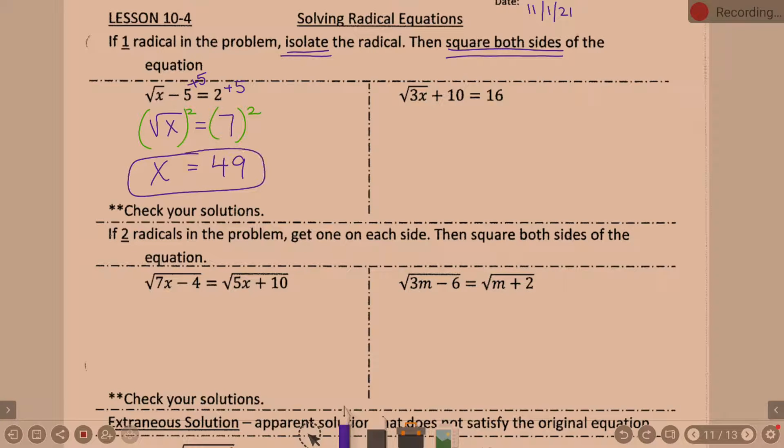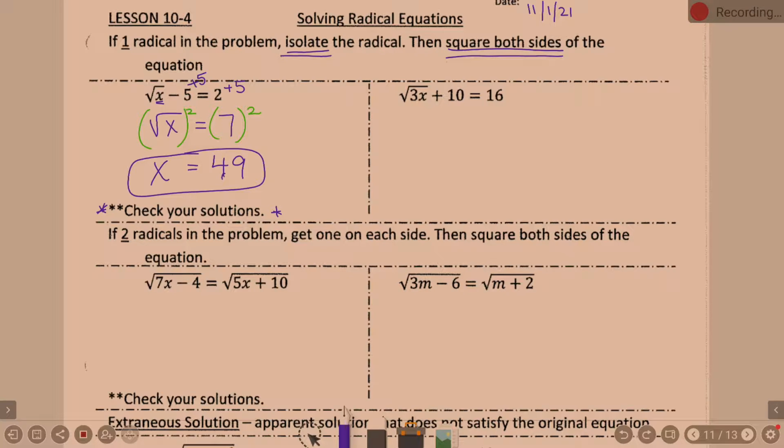Notice what it says down here: two radicals in the problem, one on each side. Nope, not that. Hold on. Just check your solutions. So how do I check and see if 49 is correct? Take 49 and put it back in the original equation for x. The square root of 49 is 7, and 7 minus 5 is 2. Okay.